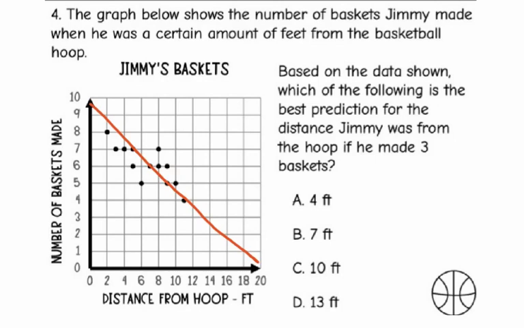Based on the data shown, which of the following is the best, there's your word, prediction for the distance Jimmy was from the hoop if he made 3 baskets, all right? So pay attention to this. Distance is here. Number of baskets is here. Well, if he made 3 baskets, I'm going to come up to 3 right here. I'm actually going to switch colors and I'm going to go purple. And let's drag this out. So 3 baskets connects kind of like right there.